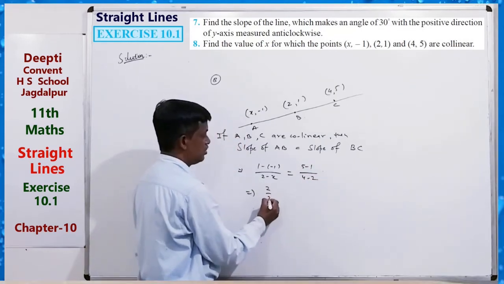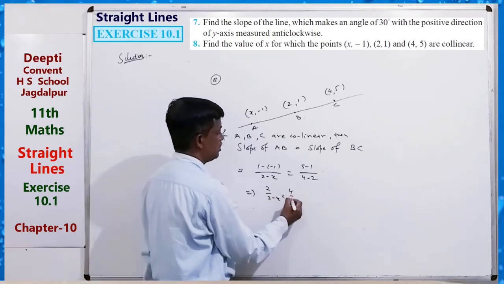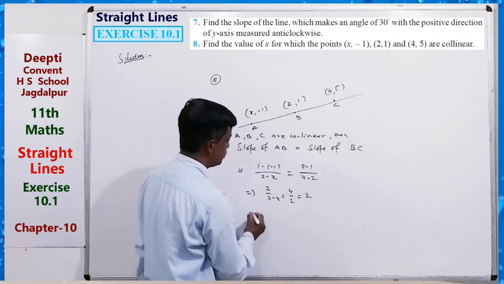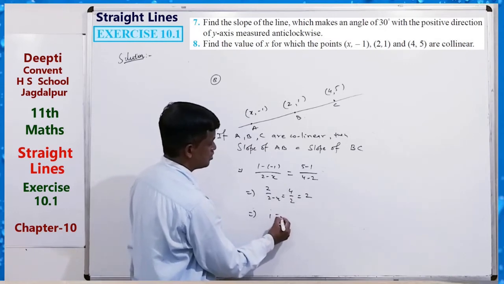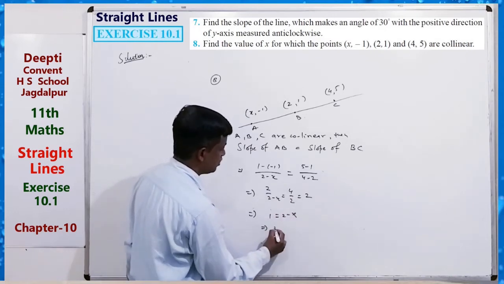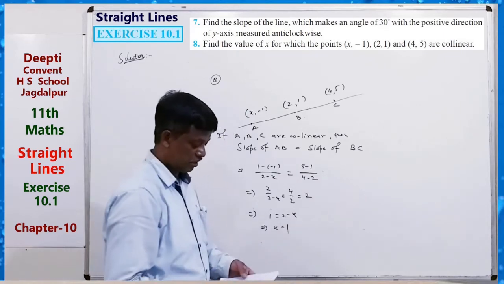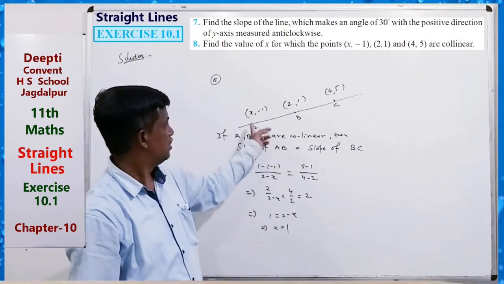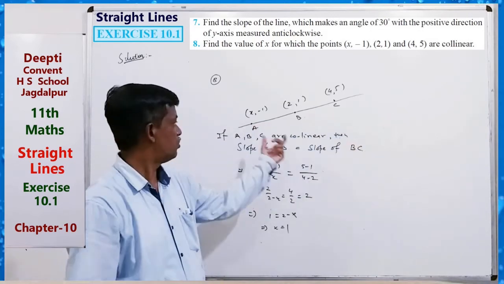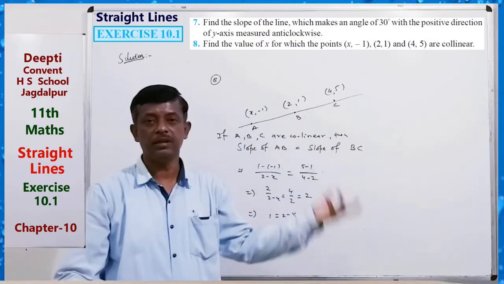So 2 by (2 minus x) equals 4 by 2, which equals 2. Cancel the 2, so 1 equals 2 minus x. So x equals 1. So the value of x is 1. This is the main thing: if A, B, C are collinear, then the slope of AB and the slope of BC will be equal.